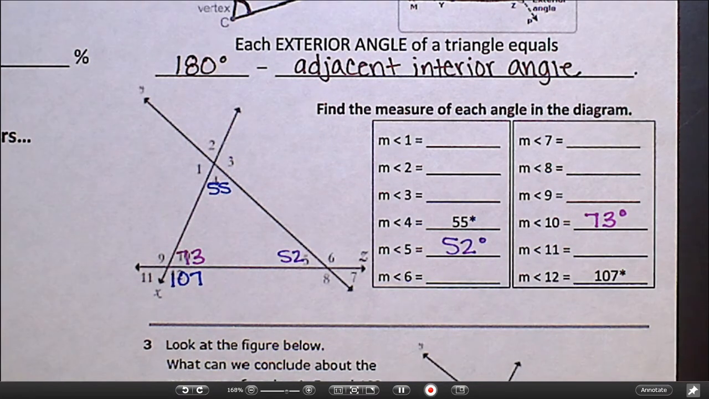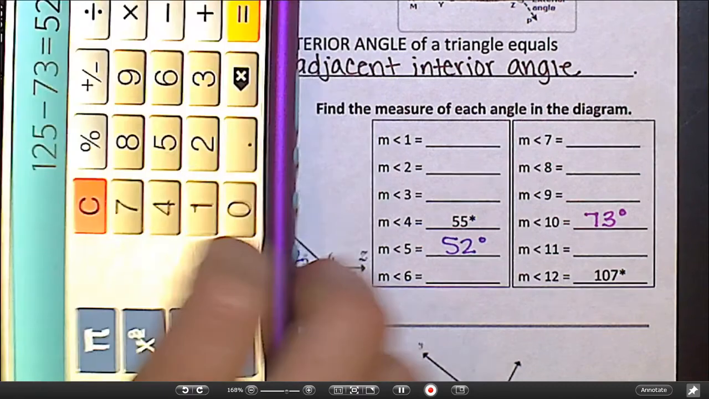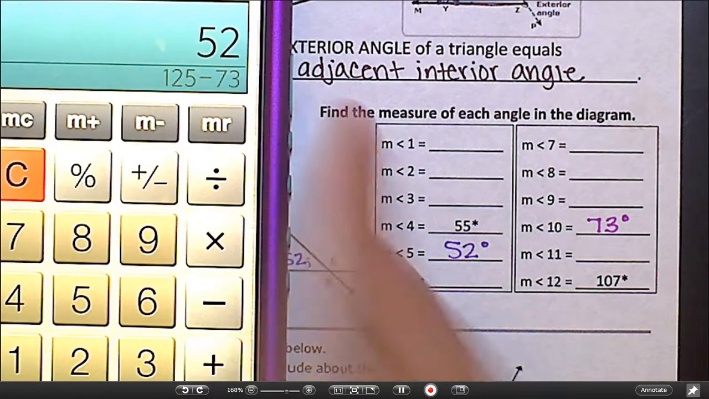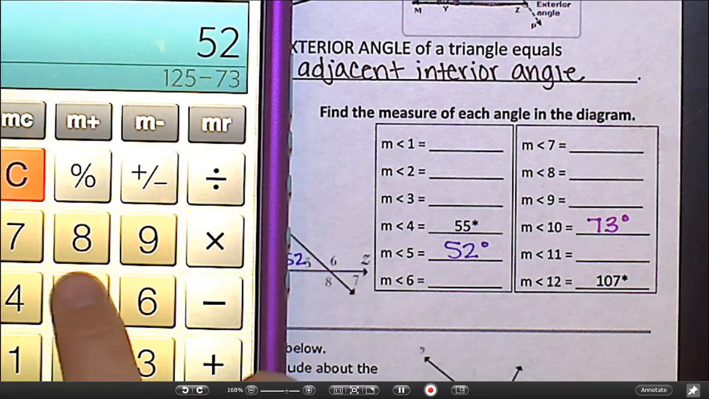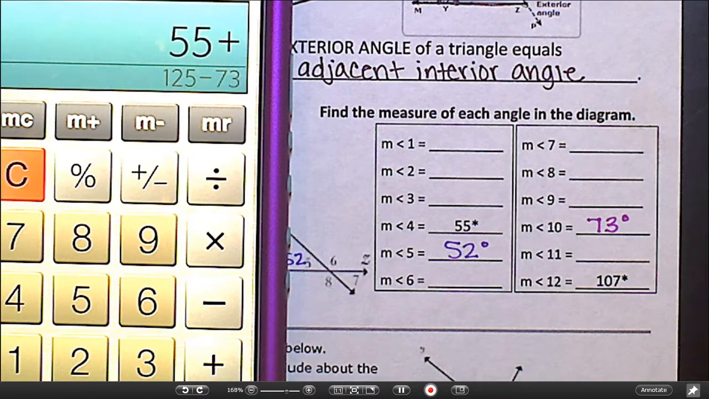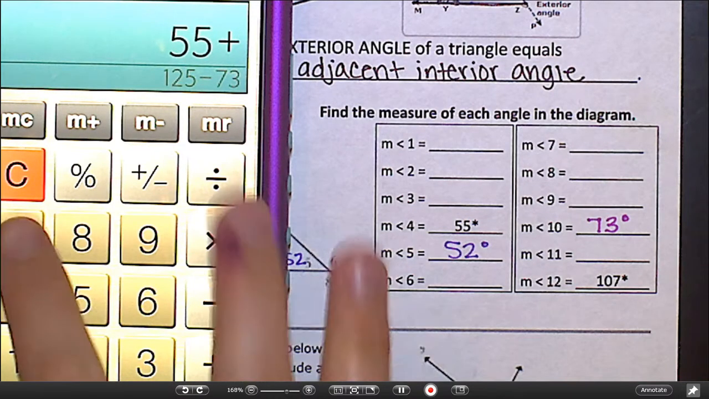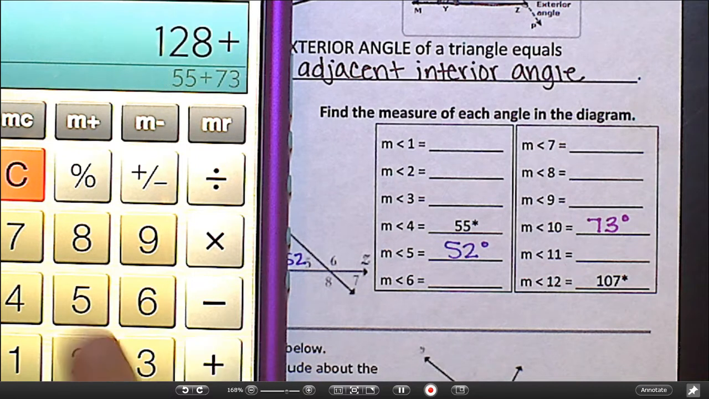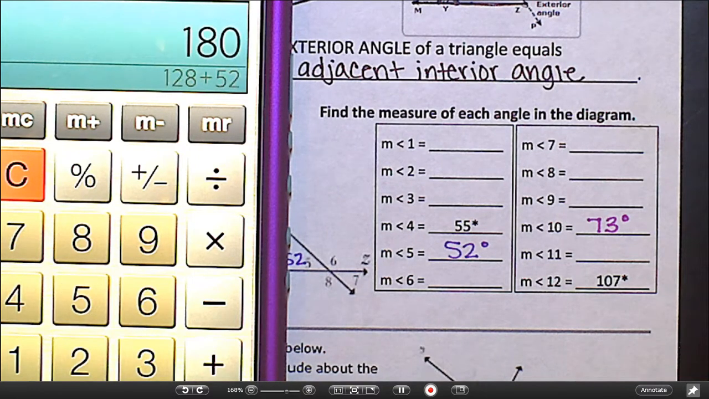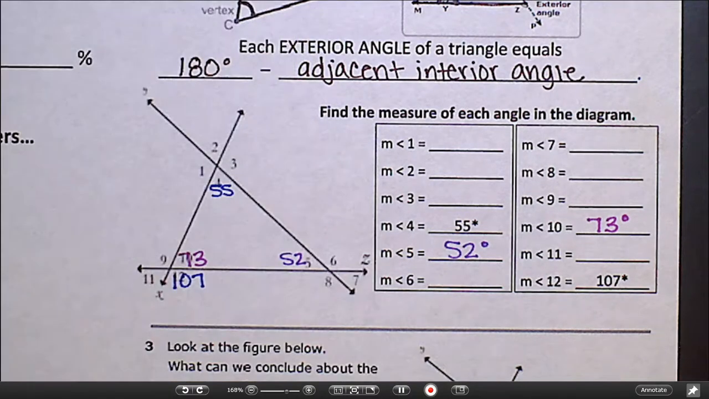So since I've figured out all of my interior angles, I want to go ahead and add them up and make sure that they're right. So if I have 55 degrees plus 73 degrees plus 52 degrees, that gives me 180. So now we can keep working.